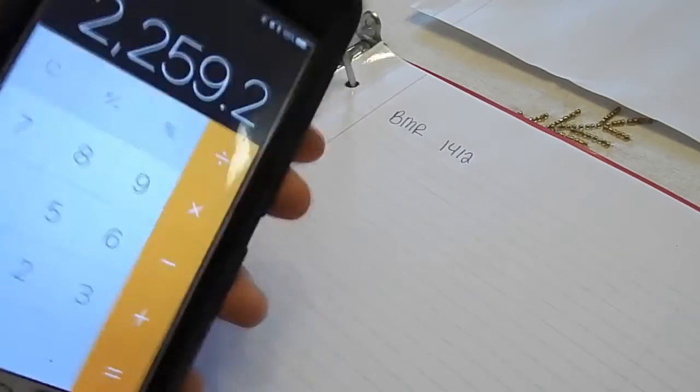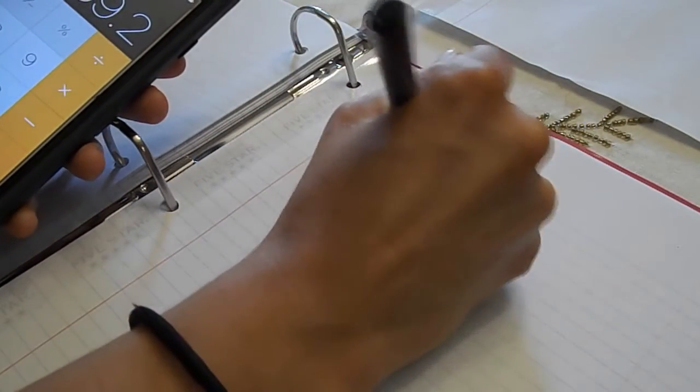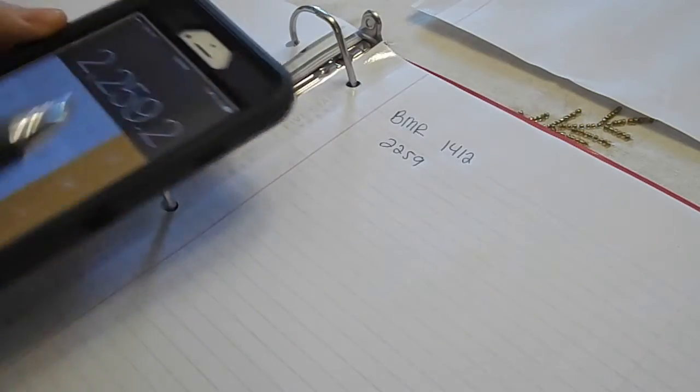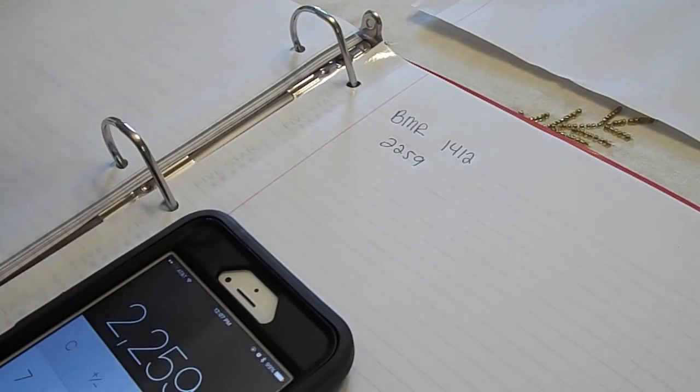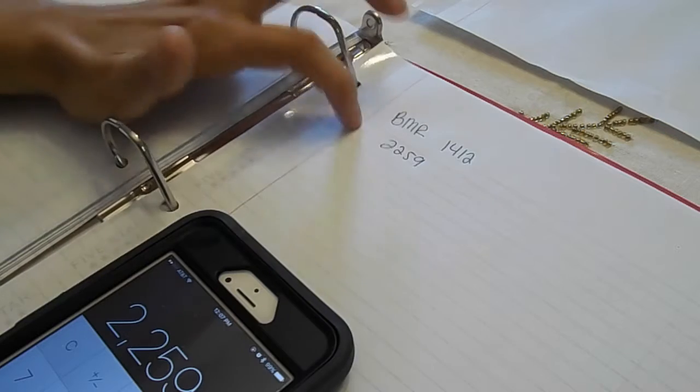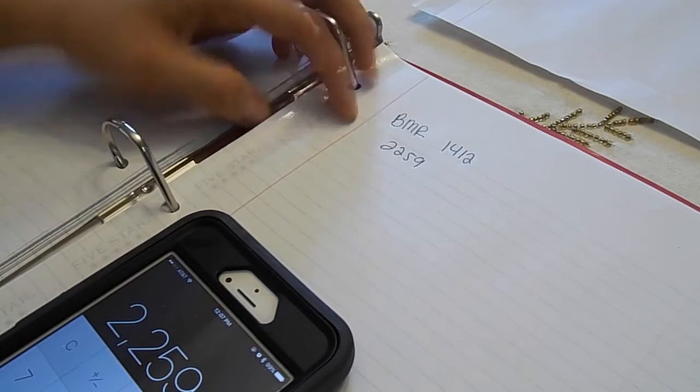That's how many calories I burn per day, just basic. So 2259. That's how many calories I burn per day at work, working out, at the gym, whatever. That's how many calories I would need to eat to maintain my weight.